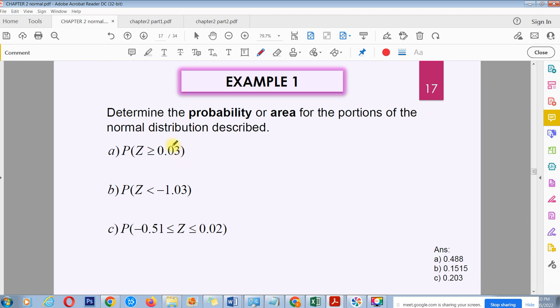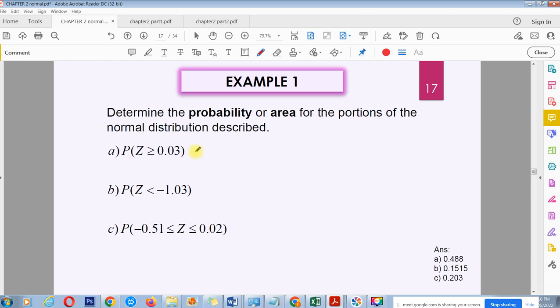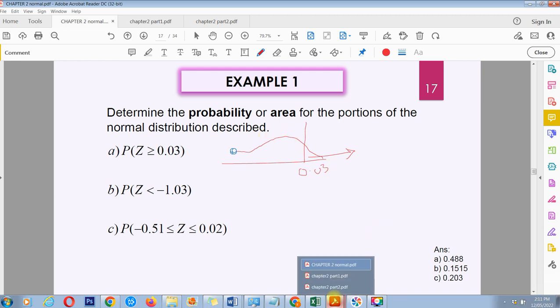So how about negative here? Okay, greater than. First of all, we sketch the graph. They want to have 0.03 here, so greater than this area. But the table covers this area. So what should you do? You need 1, meaning total area 1 minus this area. So what is this area? 0.03.